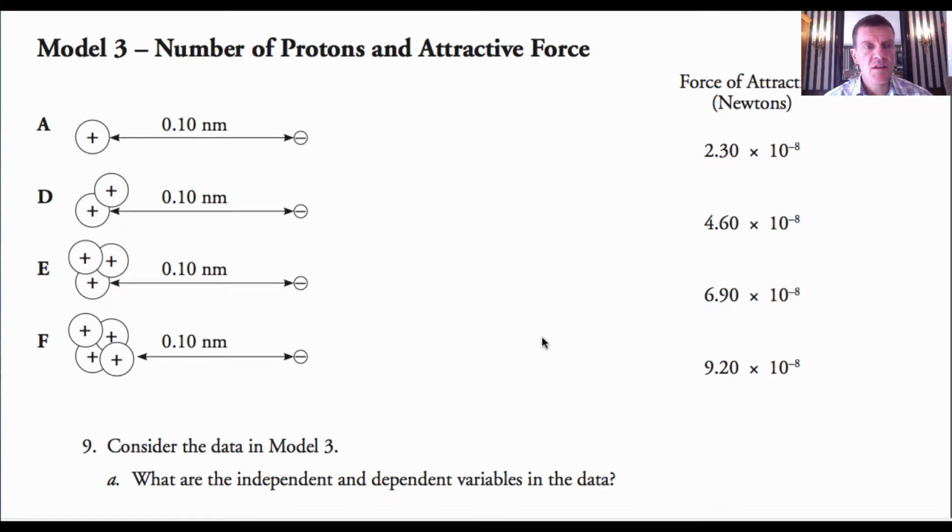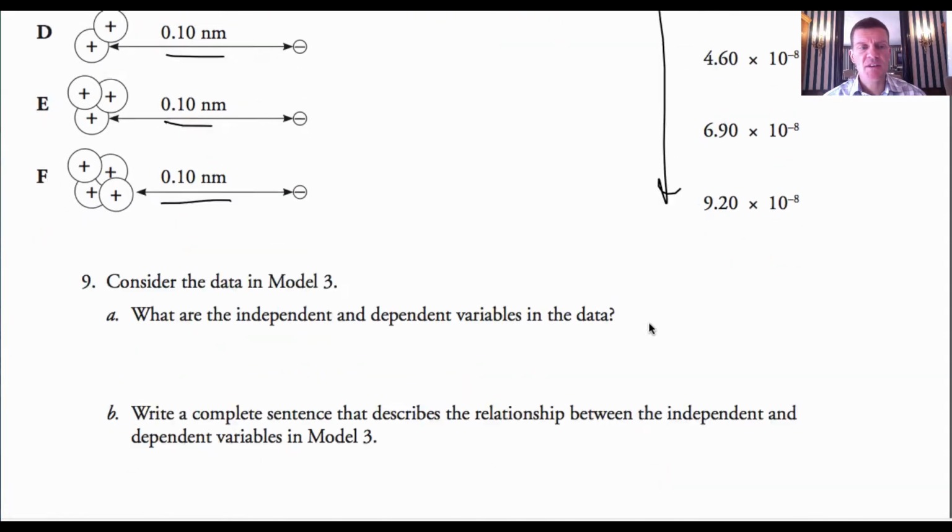Model number 3, this time notice what is constant. We are not changing the distance. All of these are at a distance of 0.10 nanometers. What is changing is the number of protons. And so now we're going to see, what if we increase the number of particles? How does that affect the force of the attraction? And you can already see what's happening here.